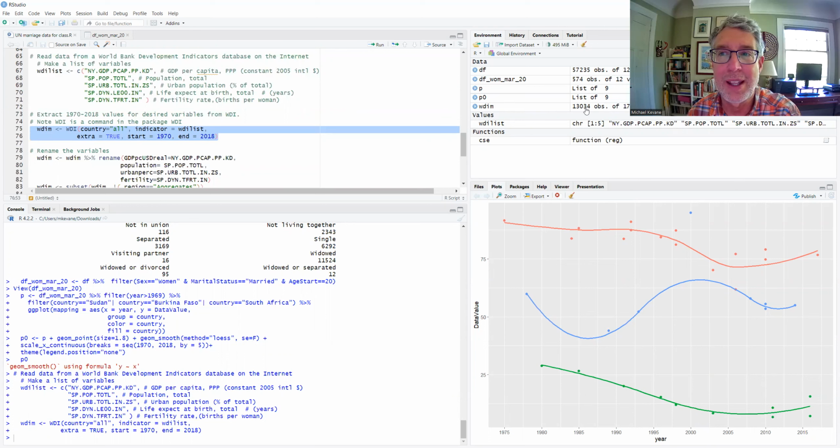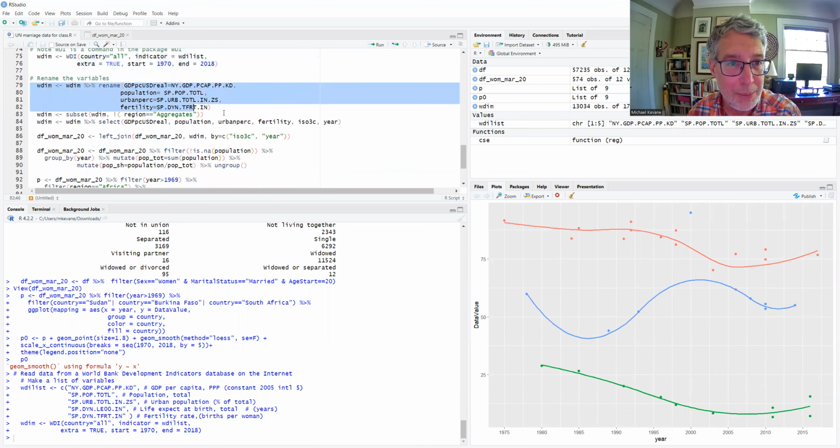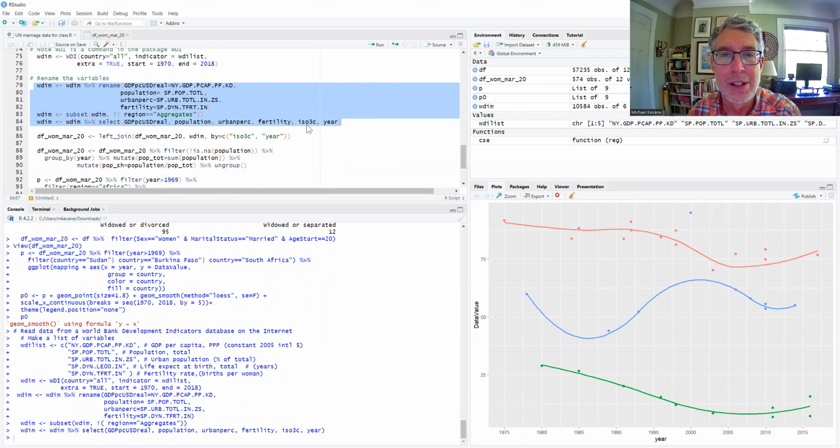That's why we have 13,034 observations. We're going to rename the variables. We're going to subset to not. So the exclamation mark means not have the aggregates, just have the countries, and then just select the variables that we want. Notice that we have the ISO C3 variable here, which is the International Standard Organization three-letter country code. So then we can merge by year and by the three-letter country code.